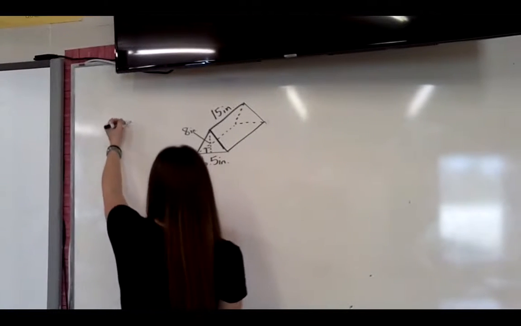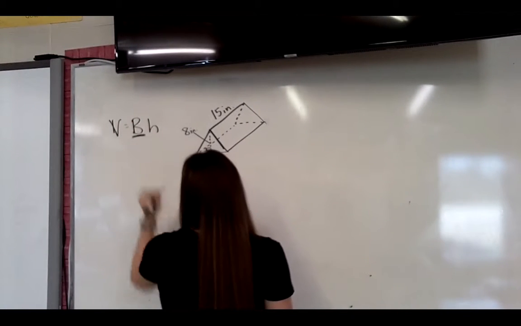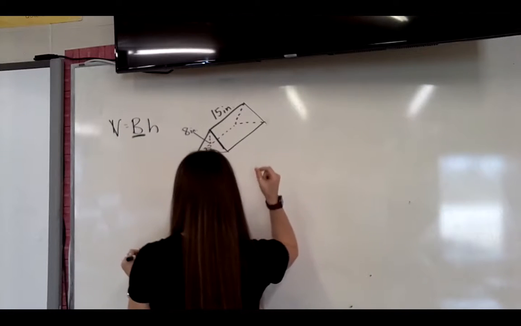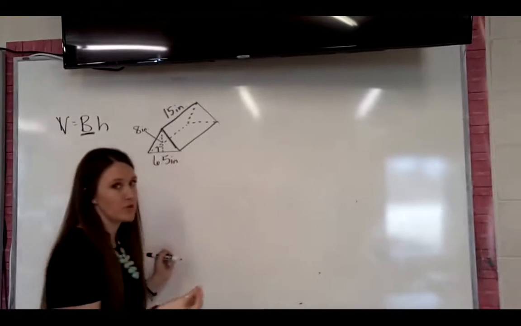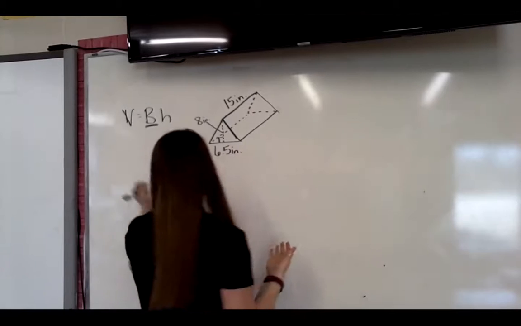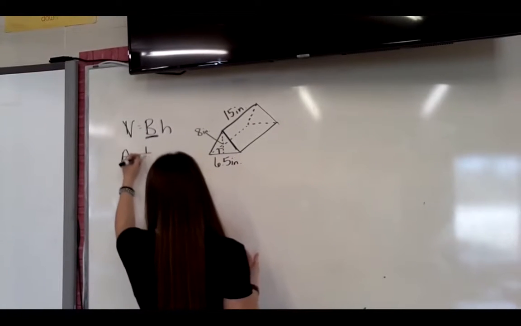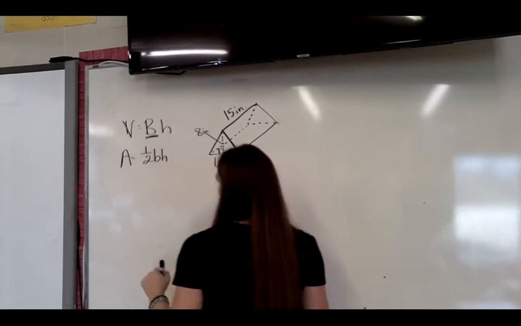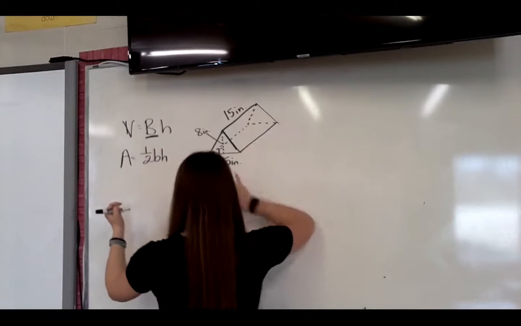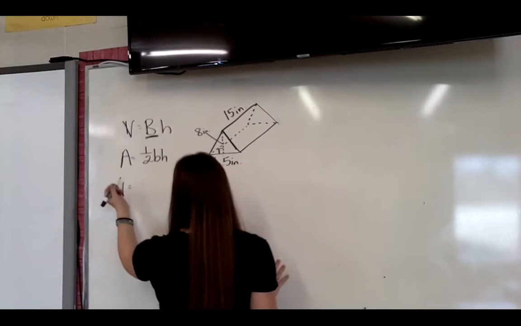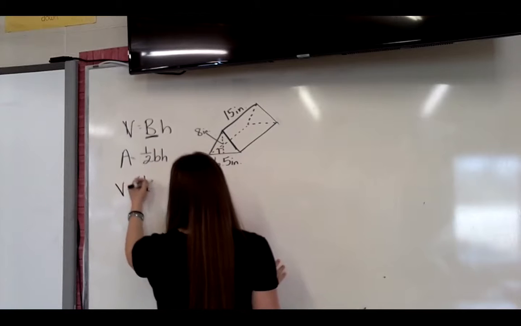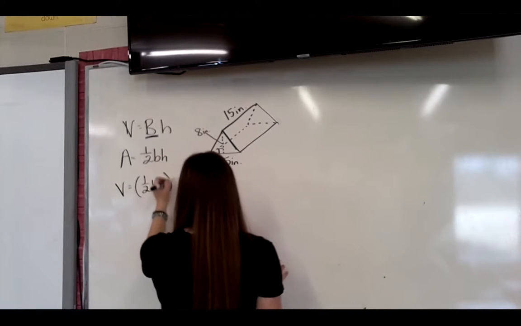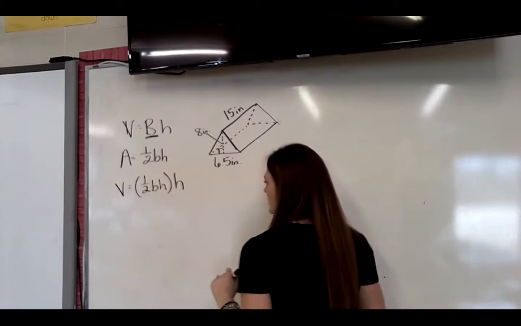Volume, I'm still trying to write B times height, and we know B means area of the base. The base of a triangular prism, they're named by what their base is, so it is a triangle. Area of a triangle is 1/2 the base times height of the triangle. So the volume of this triangular prism is going to be 1/2 base times height of the triangle times the height of the whole figure.